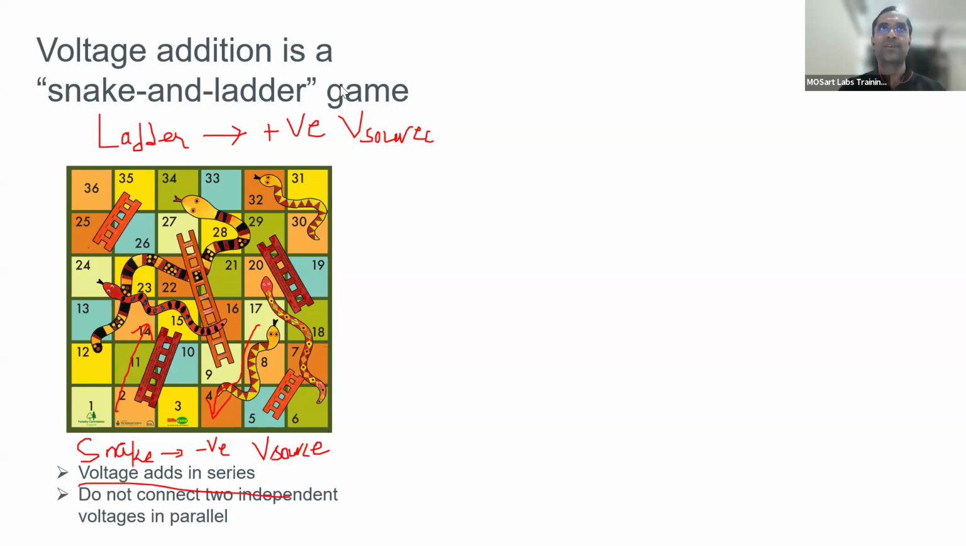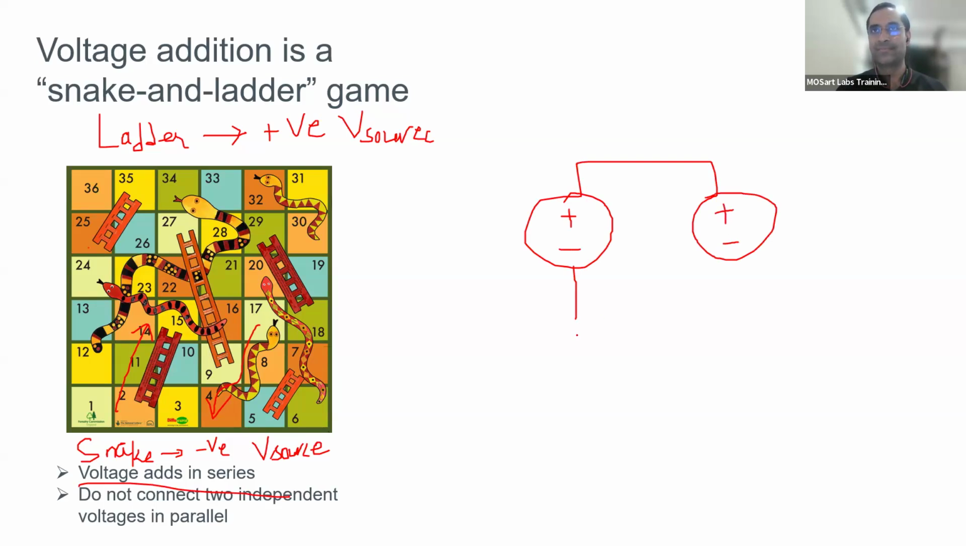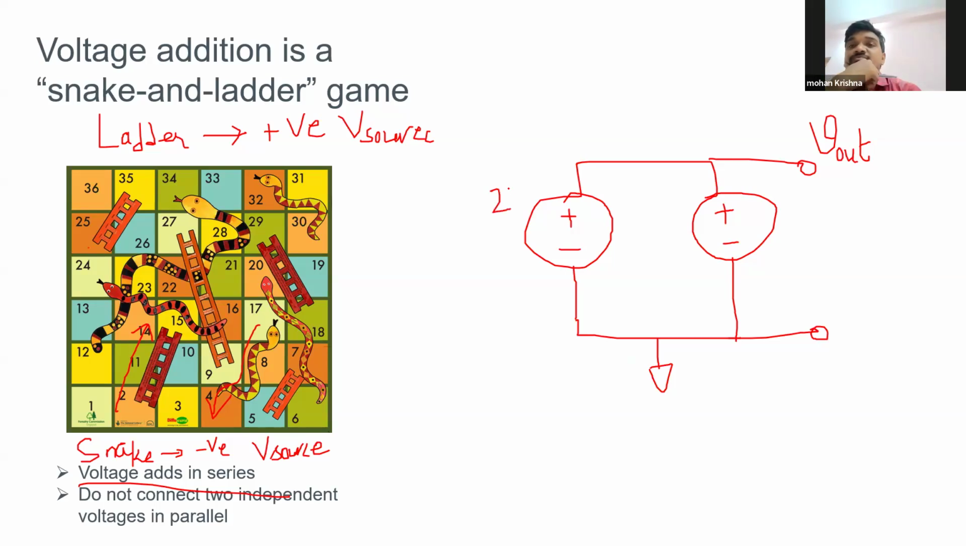Okay, so now for the quick range, let's give a small food for thought, right? Practical problems. Now, voltages we said should always be connected in series. What happens when I connect voltages in parallel? Let's say these are voltages I connect in parallel.